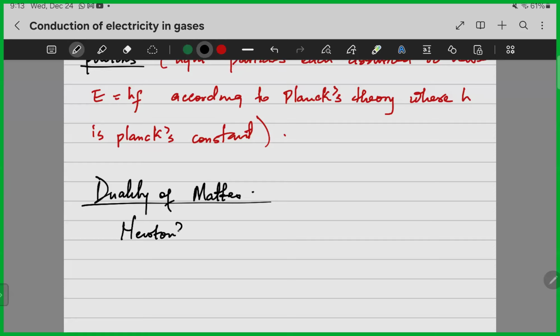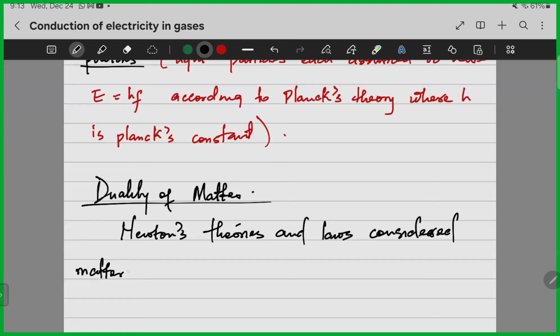Newton's theories and laws considered matter and electrons as particles.